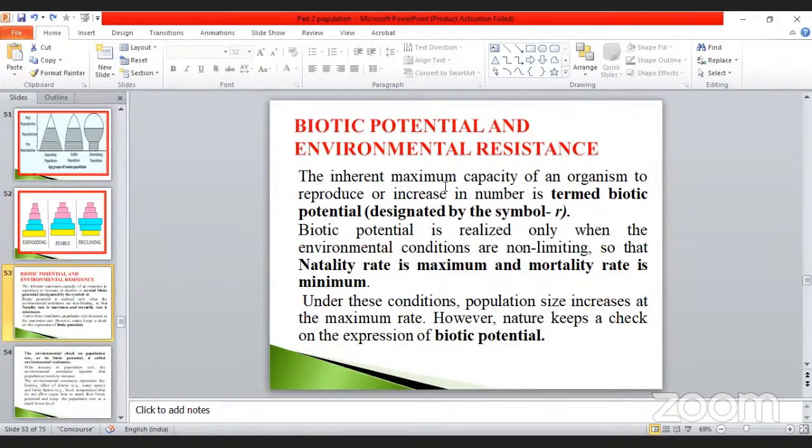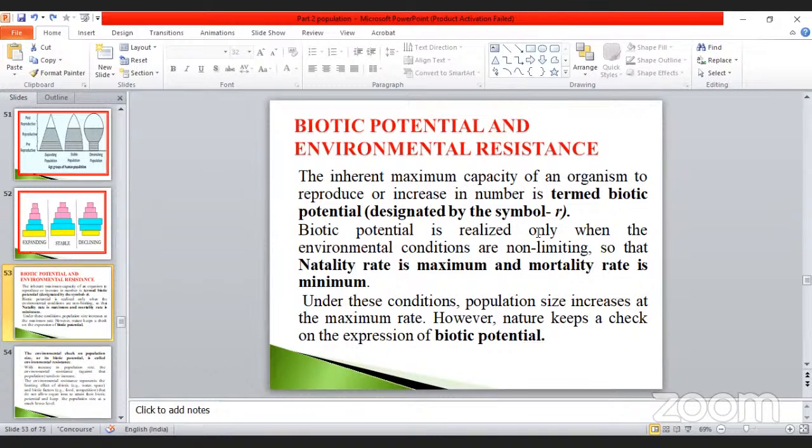Here, the inherent maximum capacity of an organism to reproduce and increase in number is termed biotic potential. What does it mean? Inherent means the DNA of the organism reproduces itself, and as a result, they produce offspring. So they increase in numbers; this is termed biotic potential. It is designated by the symbol r. Don't forget, my dear, sometimes they may ask questions, and the symbol may be given as M or mu, or small r.